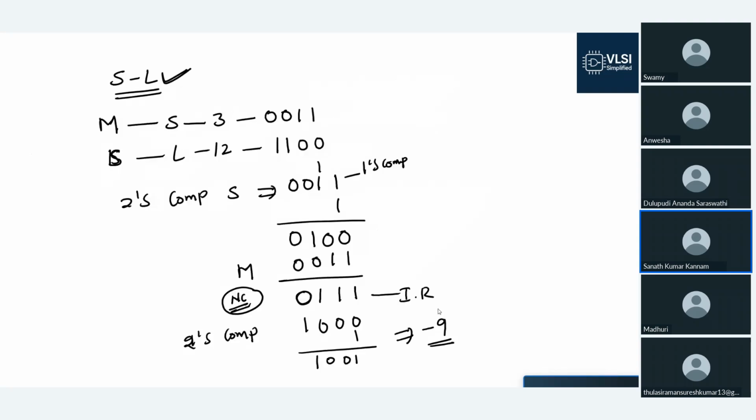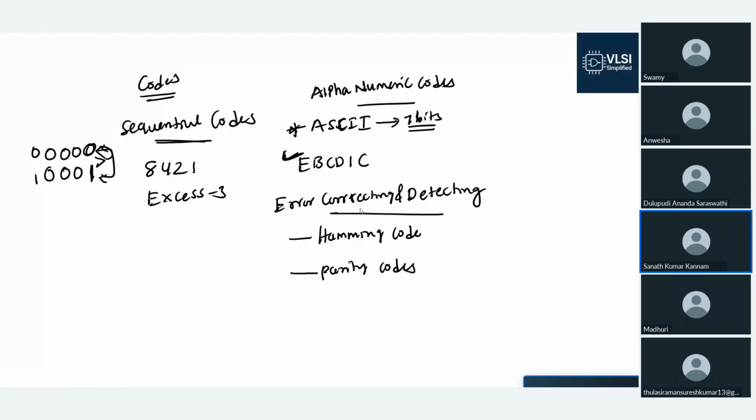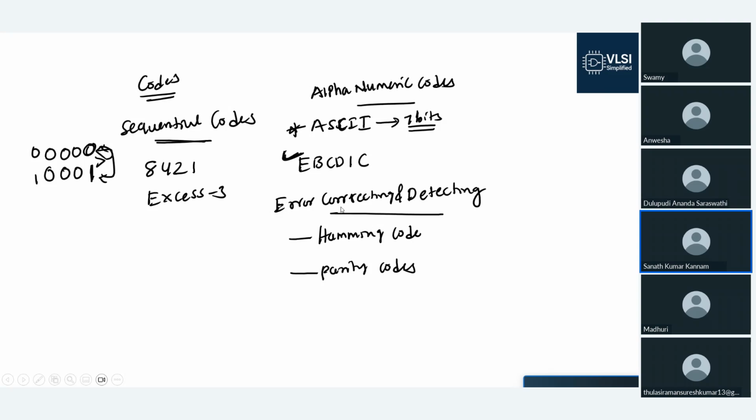And next we have seen these codes. What are the codes? You have weighted codes, non-weighted codes, reflective codes. You need to remember that the XS3 code comes under the non-weighted code, reflective code, and sequential code also. They can ask in the bits which codes XS3 comes under. Also we have seen alphanumeric codes and error detection and correction codes.